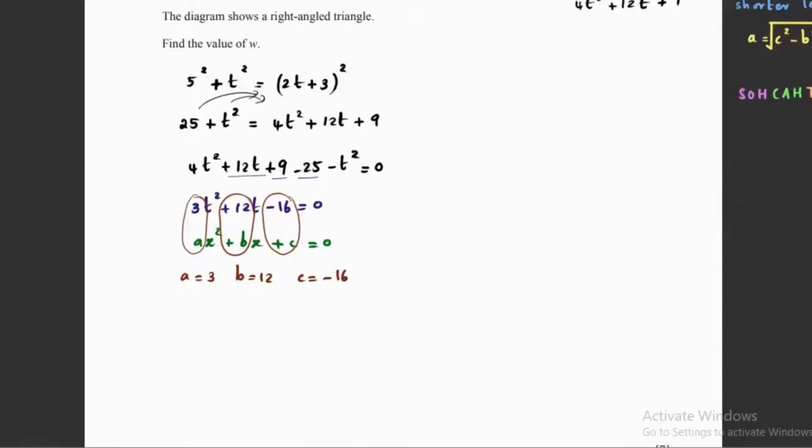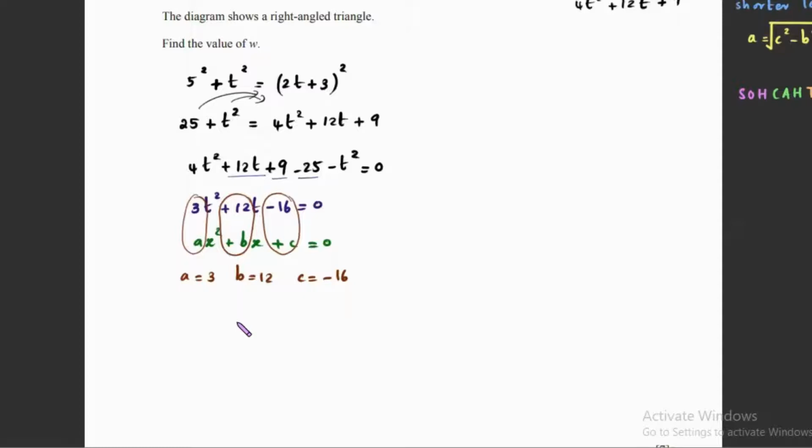So I'm going to solve this using the quadratic formula. When we have a quadratic equation, we can solve it using the quadratic formula or by factorizing it. At the same time, we can use the completing the square method to solve it. But out of all three, the easiest one and the one that can be done quickly is the quadratic formula.